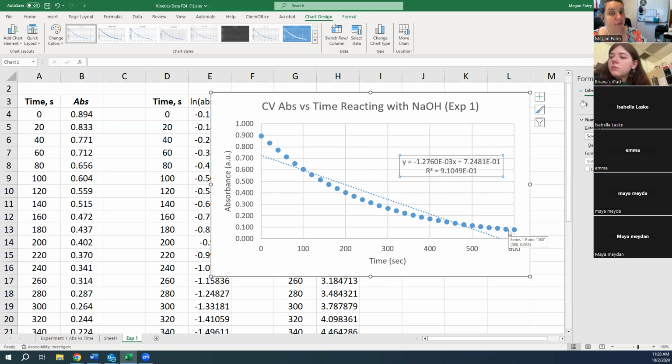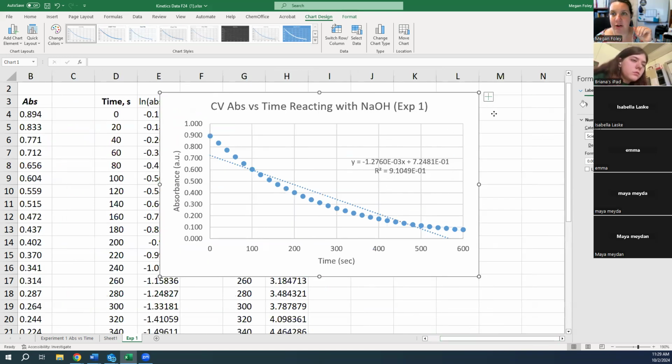So that has all of the things that we need in our graph. We have descriptive titles. We have a zoomed in graph to make sure that our graph points are taking up most of the graph area. We have a trend line label or trend line equation and R squared value in scientific notation with 4 decimal places. So we're going to do that for every single one of our graphs.